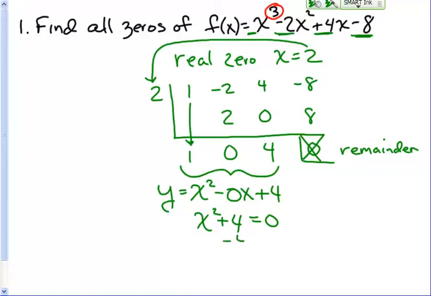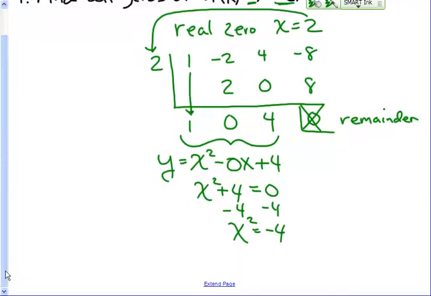In this case, we can subtract the 4, and we get x squared equals -4. And we square root both sides, so we get x equals plus or minus the square root of -4, which, if you remember from the unit on complex numbers, is plus or minus 2i.